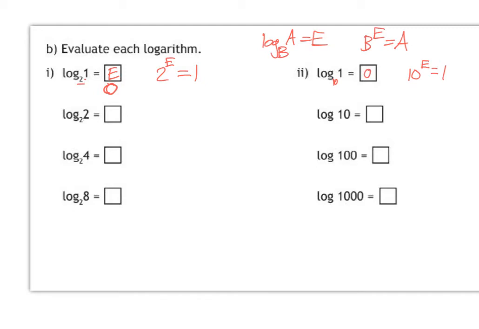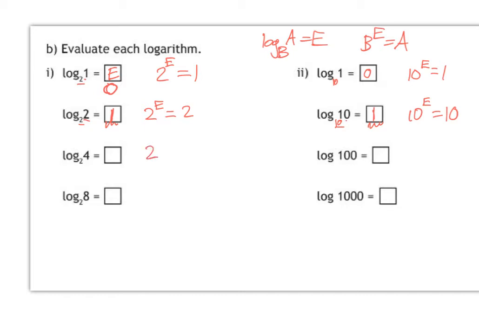Okay, next one, our base to our exponent is equal to our argument. 2 to some power is equal to 2. That power has to be 1. I'm going to do the same thing on the 10. Our base 10 to the exponent that we don't know yet is equal to the argument 10. Same thing. I feel like that's kind of a pattern here.